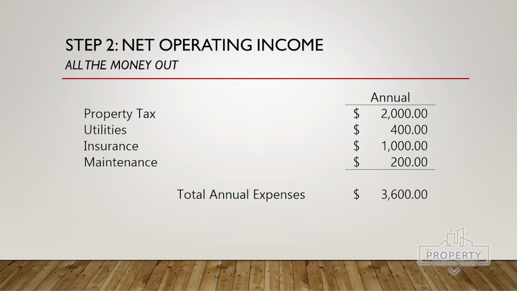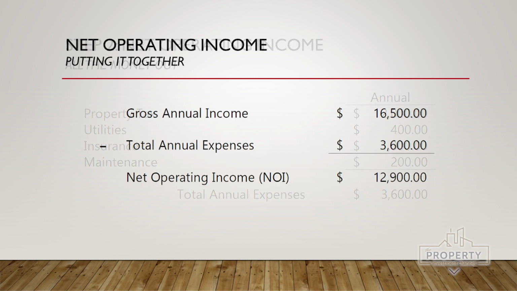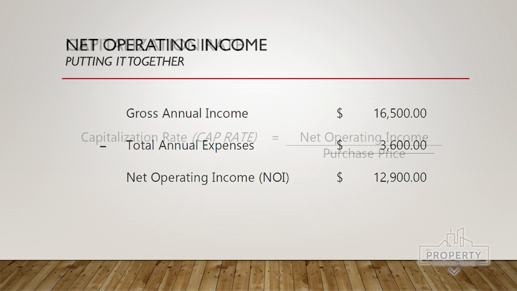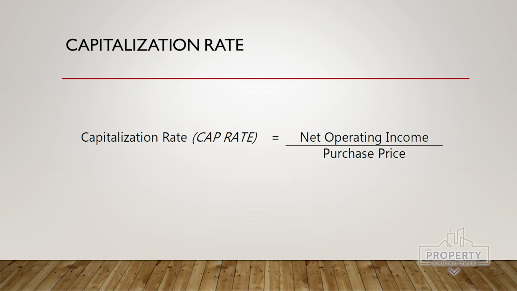So our net operating income, all the money in minus all the money out. Let's see what our net is. Gross annual income, $16,500 minus total annual expenses of $3,600 gives us a net operating income of $12,900. So that's the net operating income. Capitalization rate equals net operating income divided by purchase price.